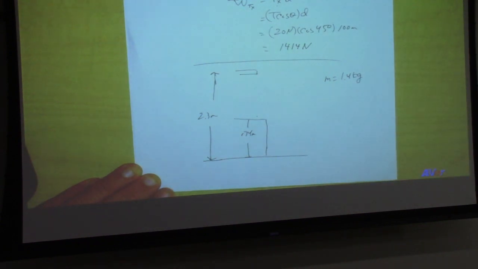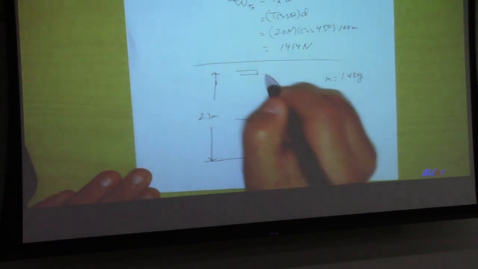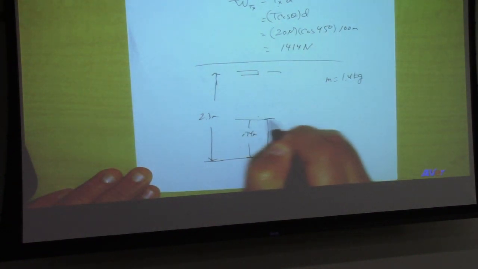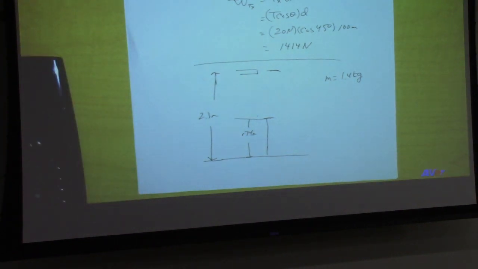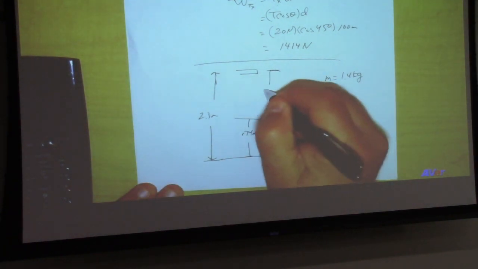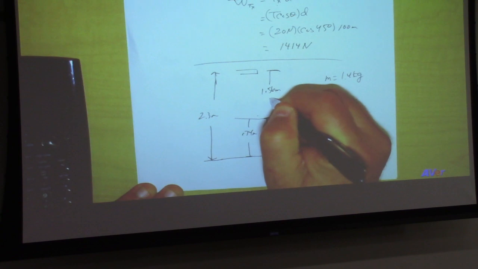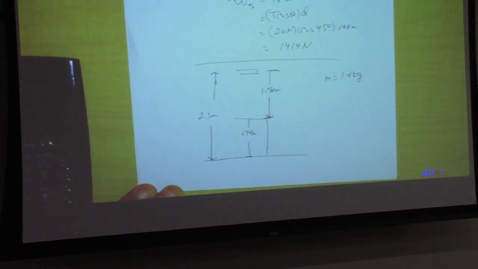And okay, how much work does gravity do on the way up? Really, we need to know what this distance is, because that's the distance that this actually goes through, this distance here. So 2.3 minus 0.74, 1.56. That's this distance from the table up to the bookshelf.